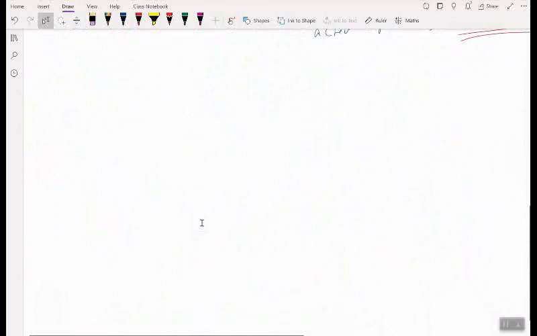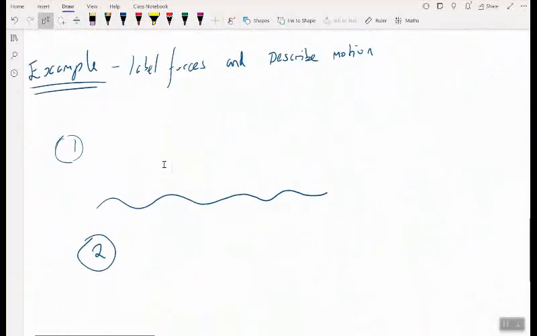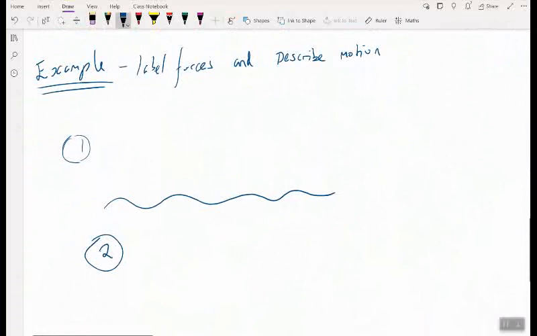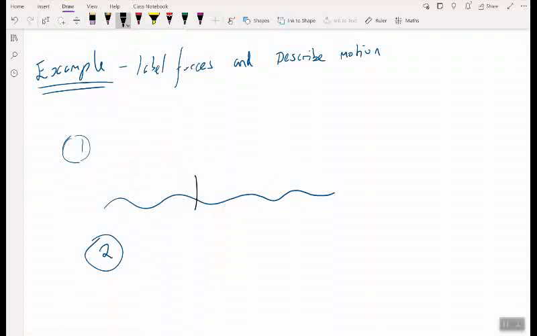Let's do a quick example of something going on using this Newton's first law. Let's look at labeling a force and describing the motion. So let's use an example of a boat, or I'm gonna have to try and draw. Let's draw a jet ski here. So I've got a jet ski. That's my drawing of a jet ski here. And let's say that the question said that the jet ski was getting faster. Okay, and it wants us to label the forces and describe what's happening.